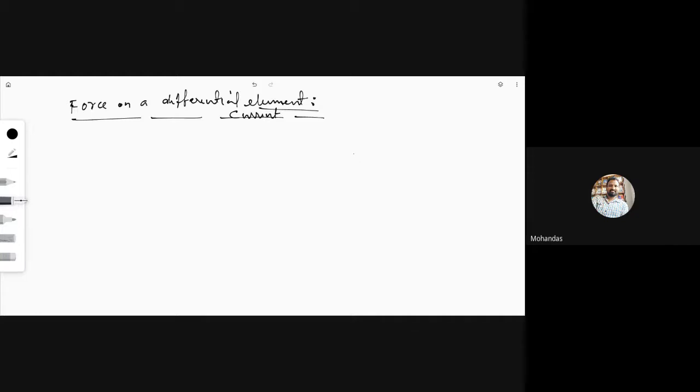Suppose if I take a conductor like this. This is the conductor. For this conductor, if I apply voltage in a certain place, then current is flowing in this conductor. I is flowing in this conductor, and let us say the length of the conductor is L.